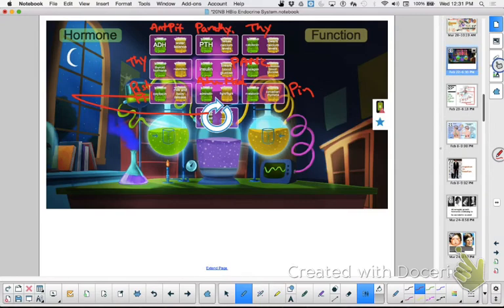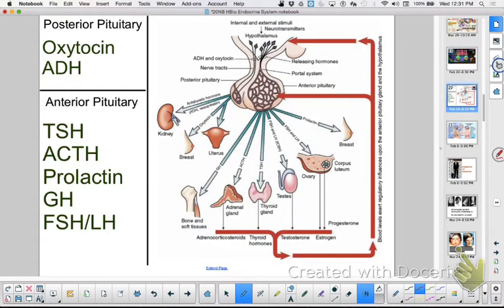Okay, so this chart reviews which glands, for your anterior and your posterior pituitary. You could easily take a few minutes just to review that. Are there any questions you need me to go over on that one?